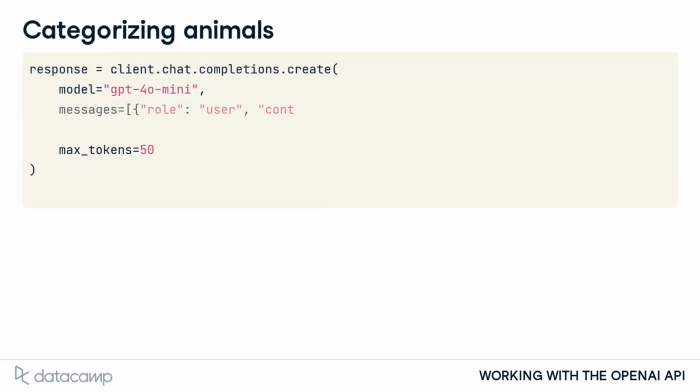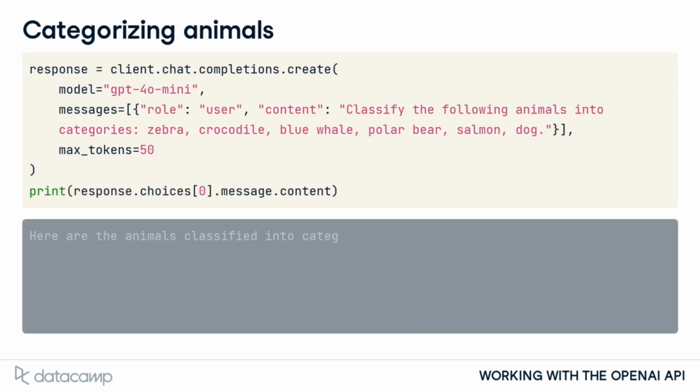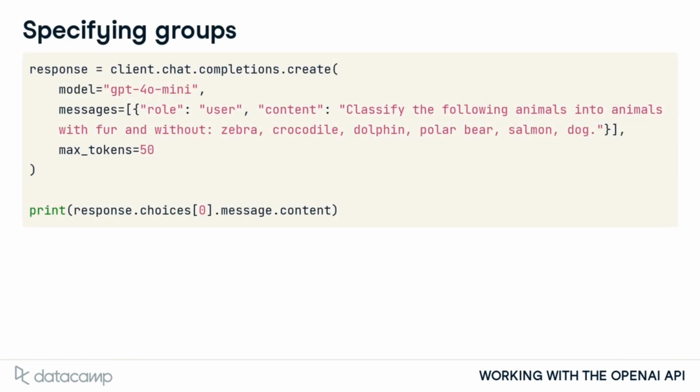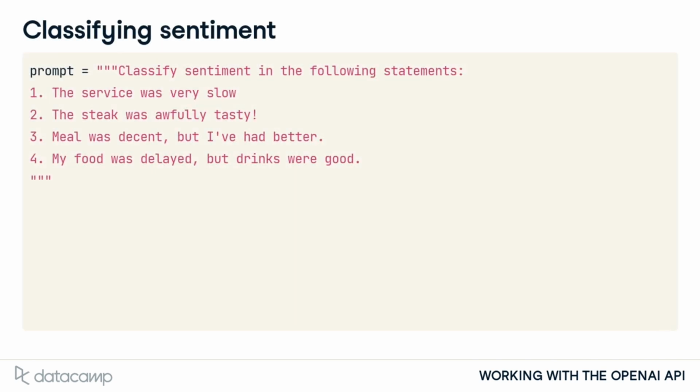Let's use the chat completions endpoint to categorize these animals. Printing the response, we can see that the model categorized the animals into mammals, fish, and reptiles. This might be what we were looking for, but there's an almost infinite number of ways to categorize, so it's better to state the desired categories in the prompt. We can update the prompt to categorize animals into those with and without fur, and the model responds with the desired categories.